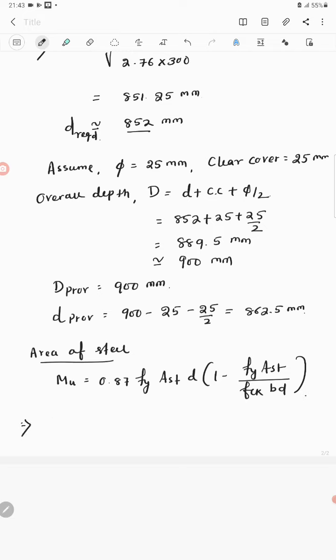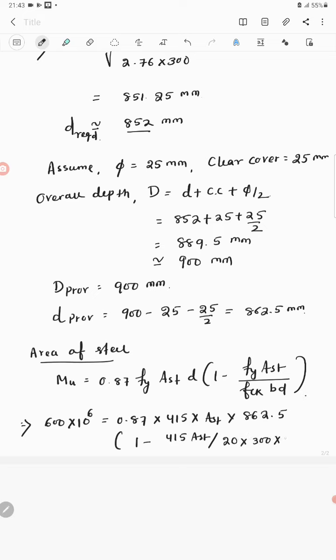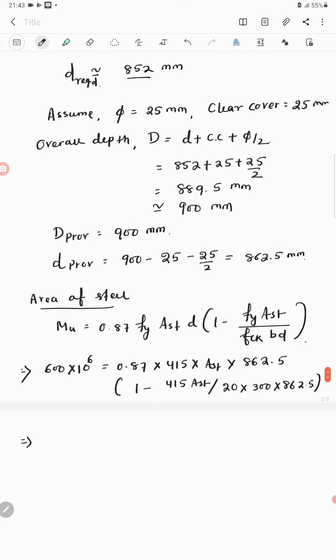Ast fy divided by fck b d). Okay. So this is 600 into 10 to the power 6 Newton mm equals 0.87 fy Ast d, where d is 862.5, into 1 minus Ast fy divided by fck b d. We have assumed b as 300 mm and d is 862.5 mm. So now you can solve this.